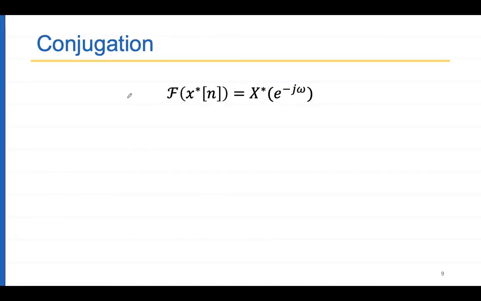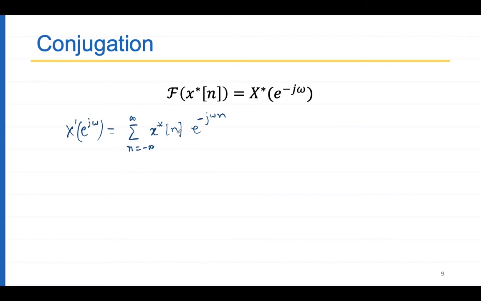Let's look at another property of DTFT called conjugation. If I take the conjugation of my time domain sequence, how does the discrete time Fourier transform look like? Okay, so let's consider the normal way. You're computing your DTFT, and x[n] becomes x star [n].